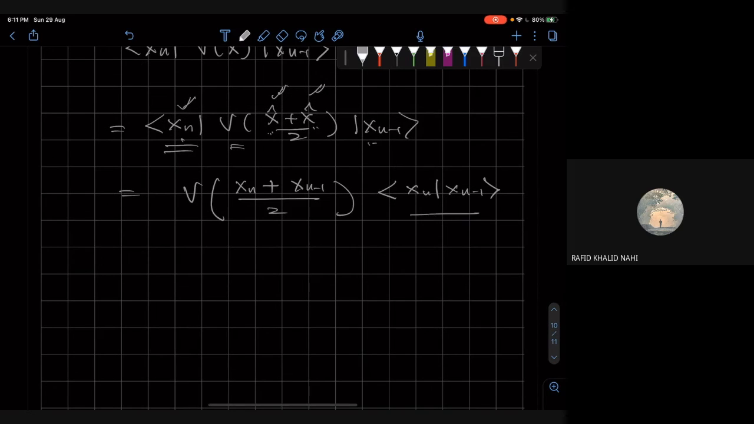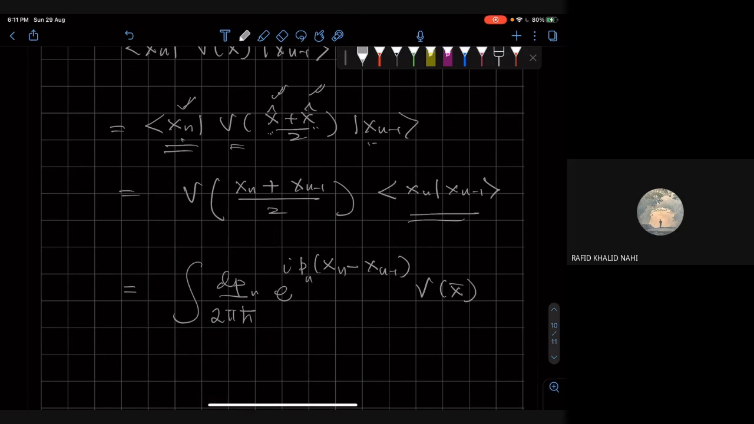Right? And this, of course, is a delta function, but the delta function can be expressed as an integral over the momentum eigenstates. So we can rewrite that as the integral of dp e^{ip(x_n minus x_{n-1})} V of the average of x. Okay, so all of this is now, so we have converted all those terms into C numbers. They are no longer operators.